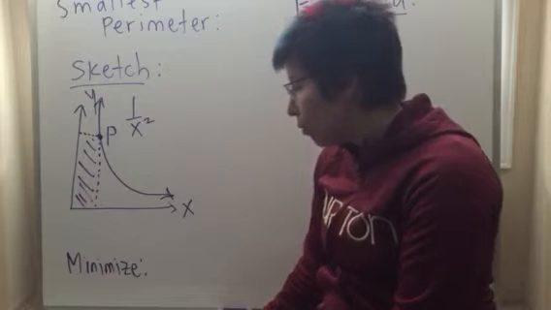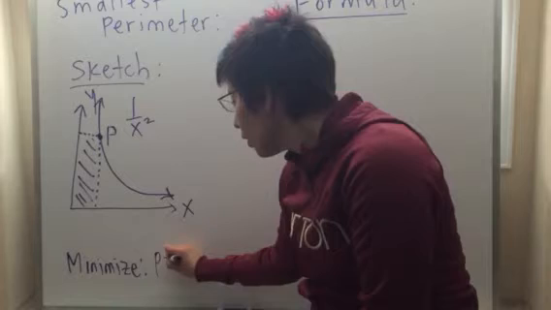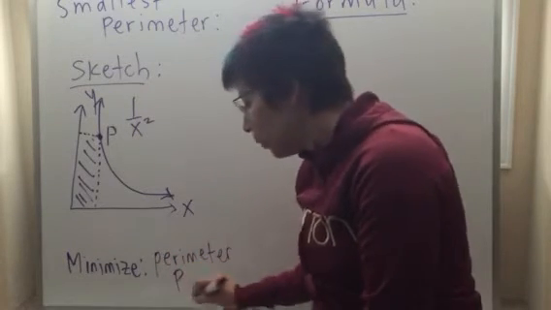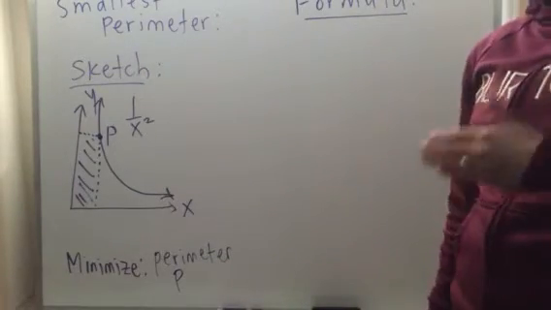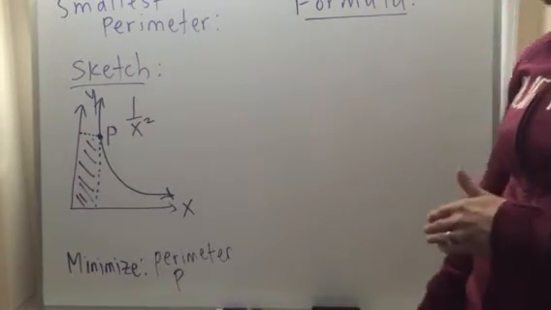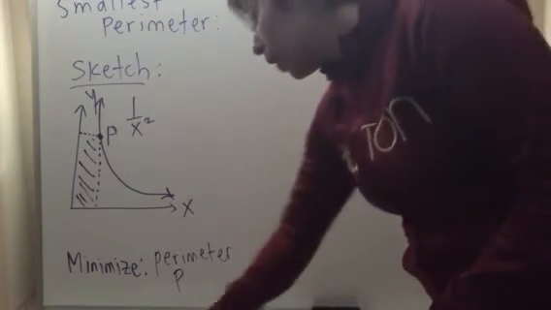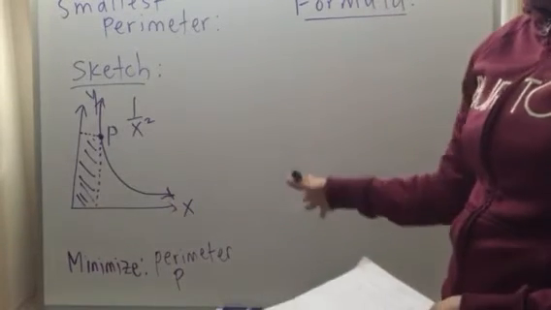So what we need to do is minimize perimeter. Perimeter, I'll call it capital P. And now we realize that this is a max-min optimization word problem because we're being asked to minimize something. And if you realized that before, well, that's for the best. But if you weren't too sure, at least now you know.